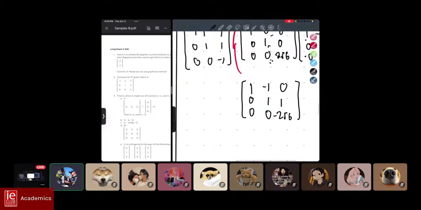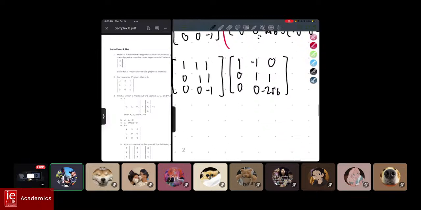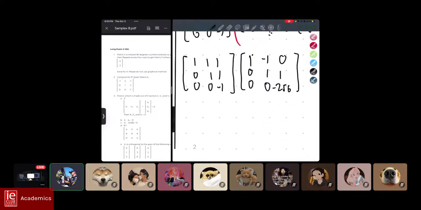Alright. Now, we just have to multiply it by this. 1, 1, 1, 0, 1, 1, 0, 0, negative 1. So, repeat the same process. First column, first row is 1. First column, second row is 0. First column, third row is 0. Second column, first row is 0 because it's negative 1 times 1, negative 1, plus 1 times 1 is 1. And then negative 1 plus 1 is 0.